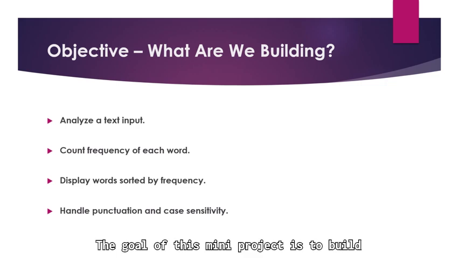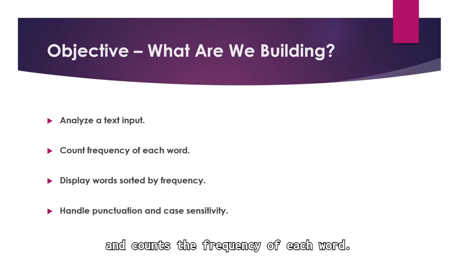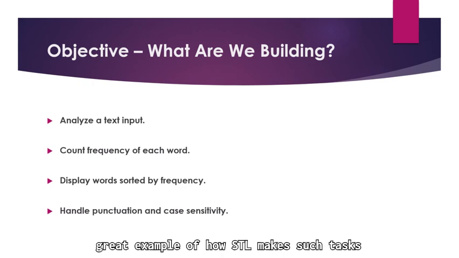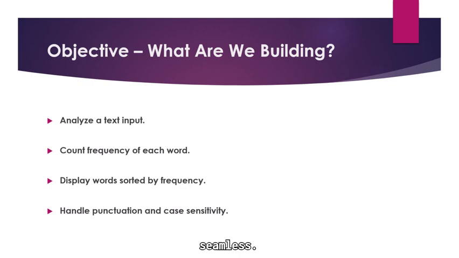The goal of this mini project is to build a program that analyzes a block of text and counts the frequency of each word. Then it should display those frequencies sorted in descending order so we can quickly see which words appear the most. To keep it robust, we will also handle things like punctuation and case sensitivity, ensuring Hello and hello are treated the same and punctuation marks don't break words apart. This is a great example of how STL makes such tasks seamless.